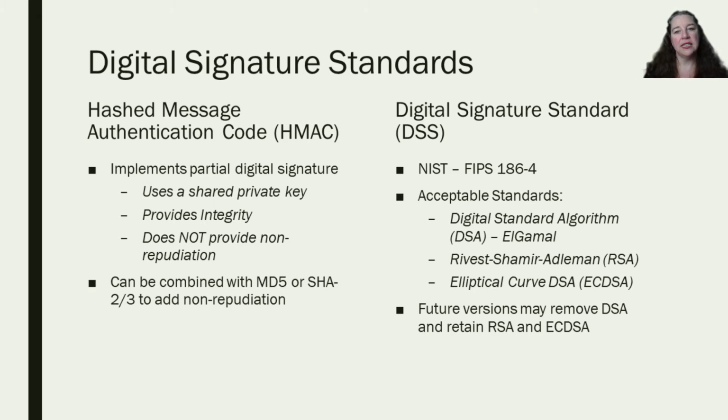The other option is the digital signature standard, DSS, which is what NIST uses and FIPS 186.4 uses. This uses the digital signature algorithm, DSA, from Elgamal, RSA, or ECDSA, so the elliptic curve DSA. There is some discussion on FIPS, the upgrade from 186.4 to 186.5, which means that they will probably be removing the basic Elgamal DSA and just going with RSA and elliptic curve from now on as far as digital signature standards. Always good to keep up on these.